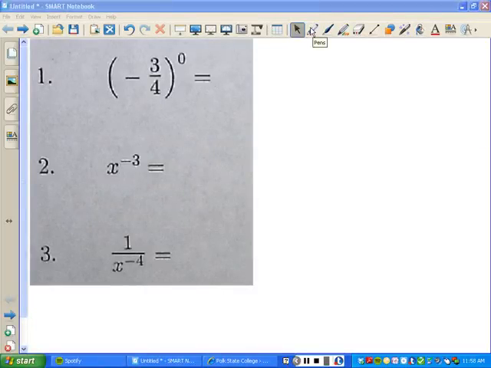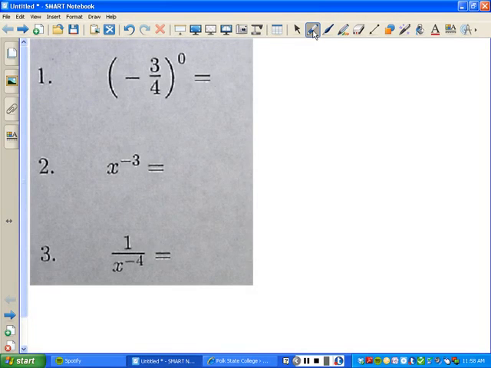All right, let's take a look. Anything raised to the 0 power is always going to be 1. It doesn't matter what it is. Anything raised to the 0 power is always 1, except for 0 being raised to the 0 power, because that's a whole conflict of interest thing there, but you never see that anyway. You're several courses from seeing that. So, negative 3/4 to the 0 is 1.